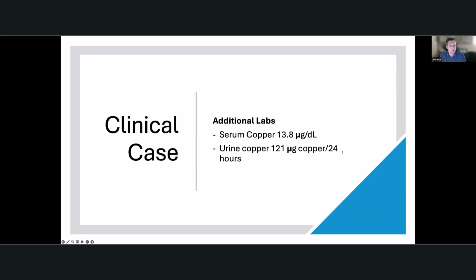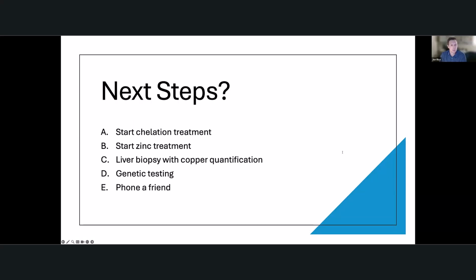So in our patient, even though there are no Kayser-Fleischer rings, the low ceruloplasmin and the elevated urine copper continue to point towards Wilson's disease. But do we have enough to really make the diagnosis yet? Do you just start treatment? Do you start zinc or chelation, or do you get more testing with a biopsy or genetic testing? Again, phoning a friend, your neighborhood hepatologist, is available at any time.